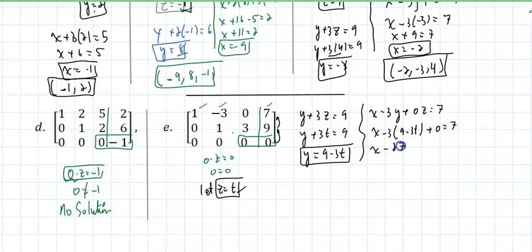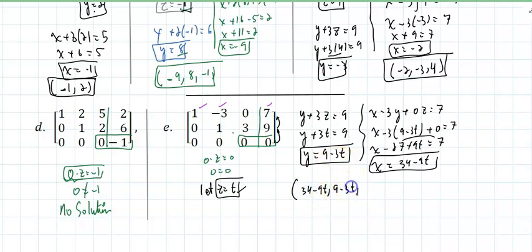x minus 27 plus 9t equals 7. Remember, I want x. So x would be 34 minus 9t. And you write the solution as x is 34 minus 9t, y is 9 minus 3t, and z is t. And what's t? t could be any number that you want.